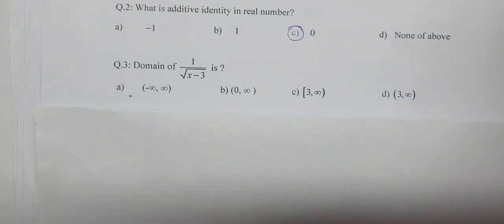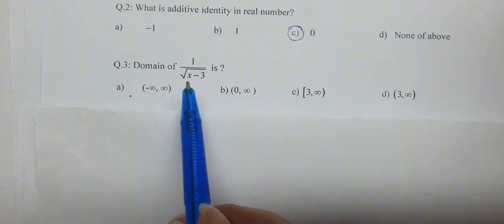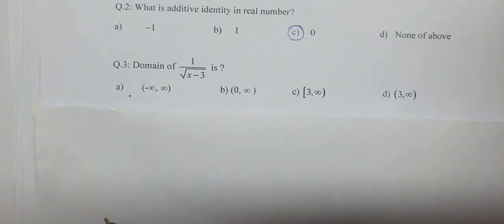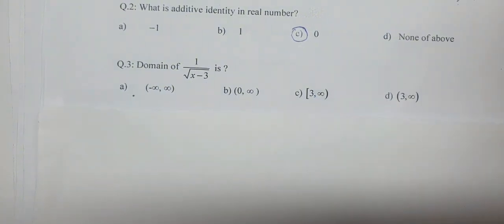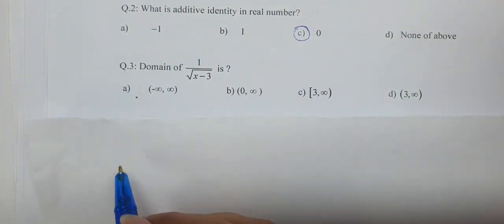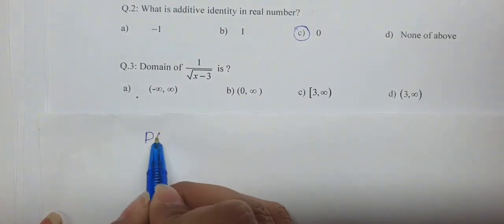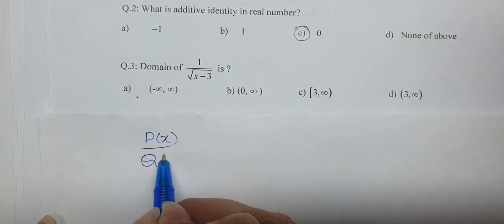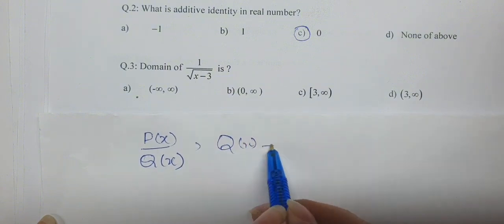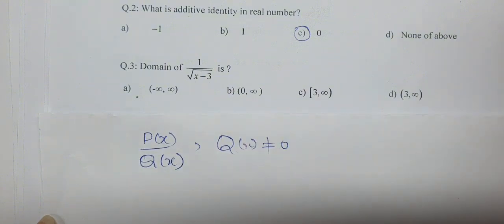We need to find the domain of 1 upon square root of x minus 3. Now we are given a few options as well. First of all, we need to understand what kind of function this is. This is actually a rational function, and in general we can write it in the form of p of x divided by q of x, where q of x is not equal to 0, because whenever the denominator is 0, it will become an undefined function.